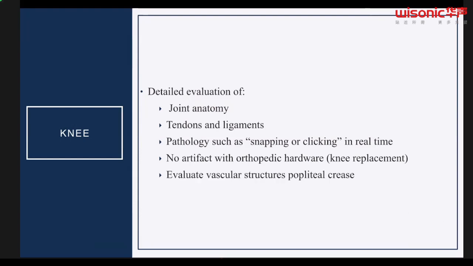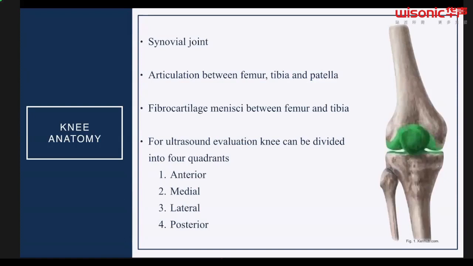And there's the vascular structures in the popliteal crease that we'll go over a little bit later, but you can evaluate those. You can put flow and Doppler on those as well. So just before we start with the actual ultrasound, just a little bit of anatomy here. So the knee joint, it's a synovial joint. It's the articulation between the femur, the tibia, and the patella.